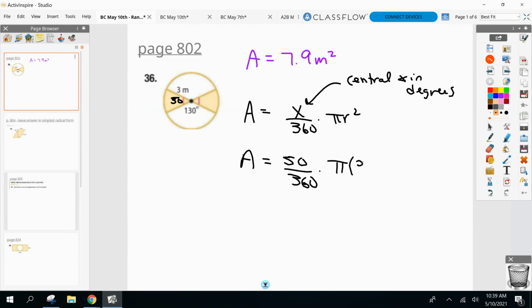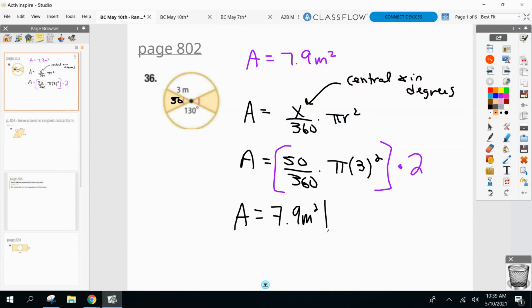3 squared, but unfortunately, this was not good enough. Why not, Maeve? Multiply it by 2, because there's 2 congruent sectors there. And that is, after calculating it, where you should have gotten 7.9 square meters. There it is. All right. Questions there?